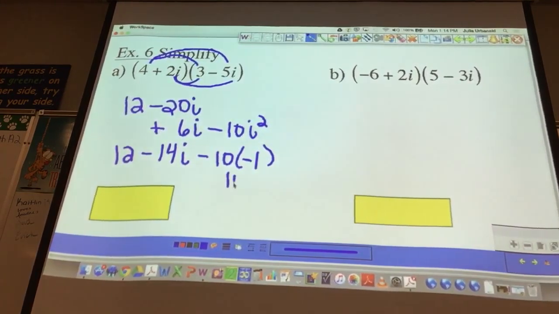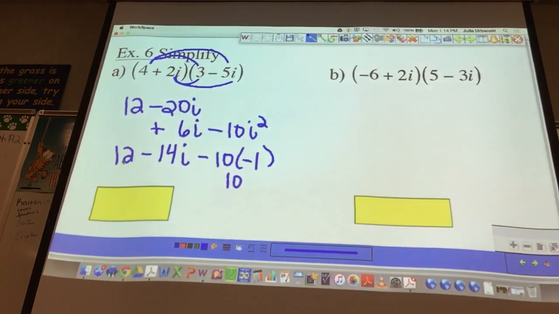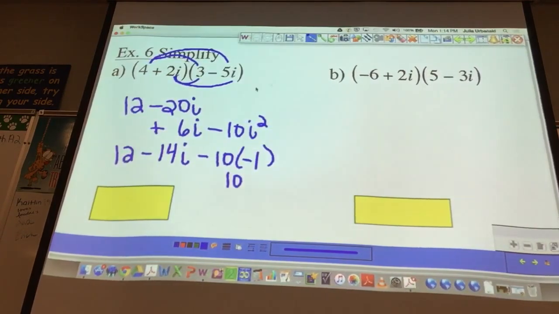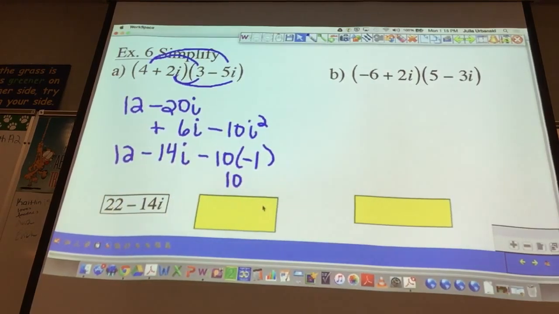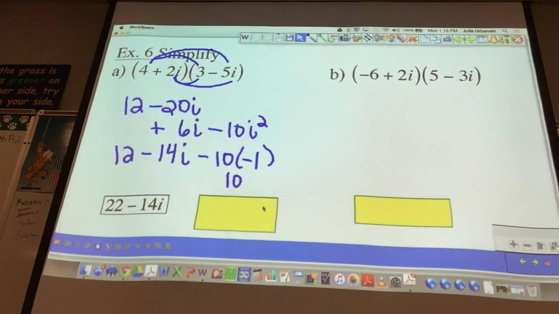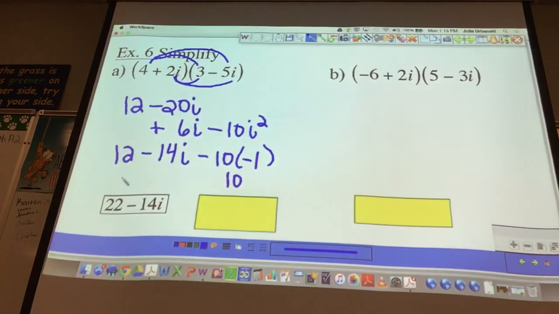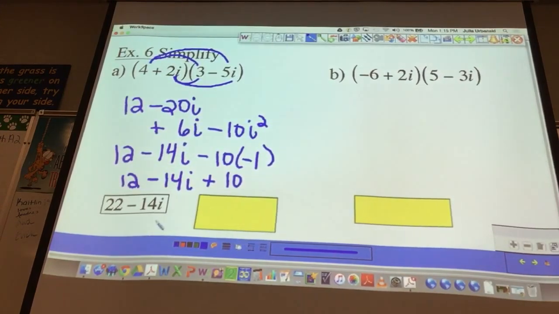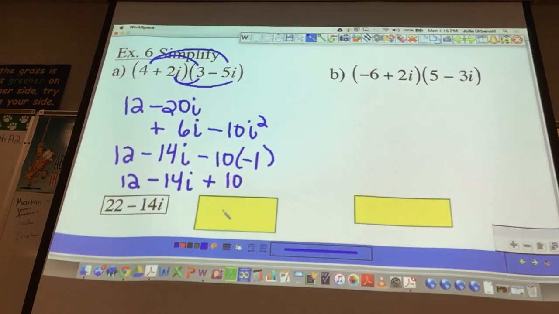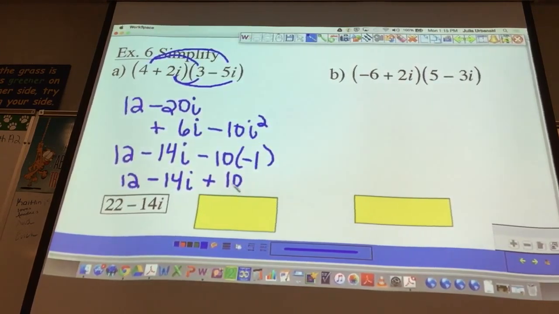And then you add. Yep, 10 can go with 12. 12 plus 10 is 22, minus 14i. Combine the ones that can go together. Let me rewrite that. You said 26? Did I say that? Sorry, I thought I said 22. Minus. Sorry. Those two together.